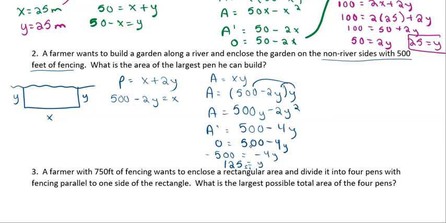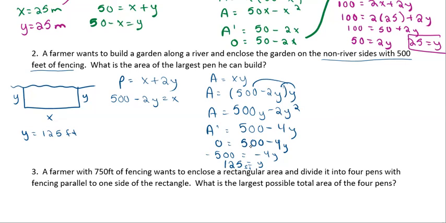All right, so we found out part of it. We found out that y equals 125 feet. Well, it's asking us what is the largest pen. It's not asking us for the dimensions anymore. The first question asked us for dimensions. This one's asking us what is the largest. So we got to keep going. So next we need to figure out x.